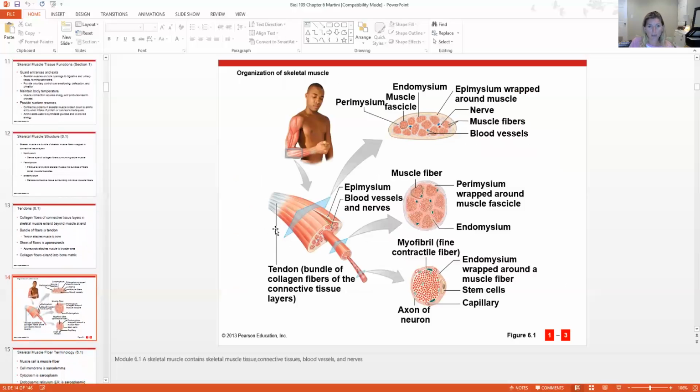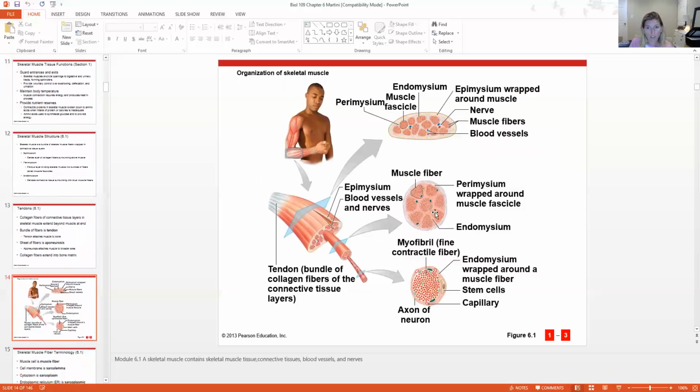You have the entire muscle itself. The entire muscle is surrounded by that epimysium. Then you see these little muscle fiber bundles called fascicles. Those fascicles are surrounded by a perimysium. Here you see a fascicle itself.